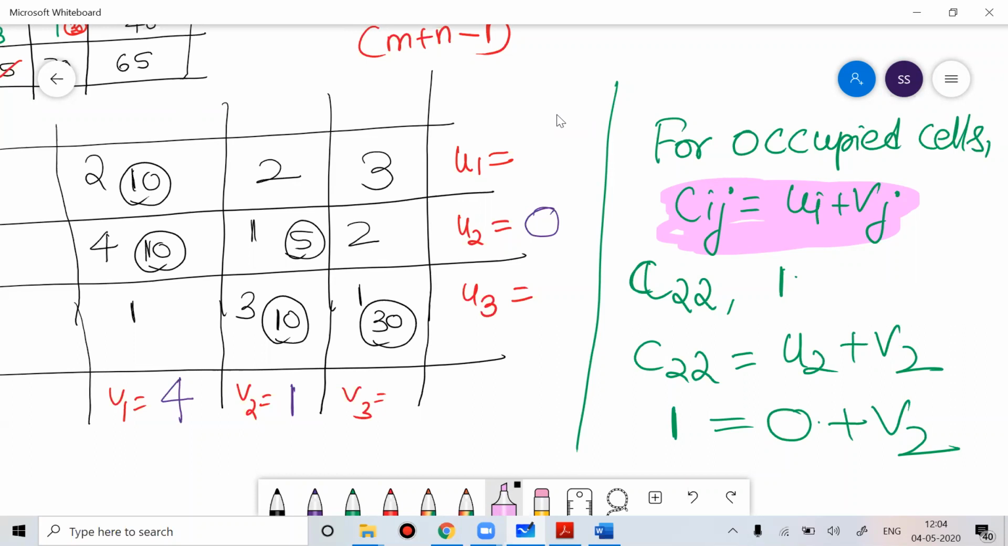Because I put U2 equal to 0. So for now, if I put U2 equal to 0, so A21 cell would be U2 plus V1 and A22 cell would be U2 plus V2. Anyone have any doubt?